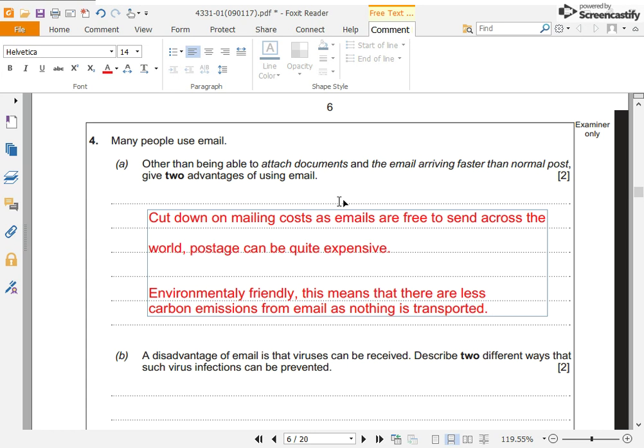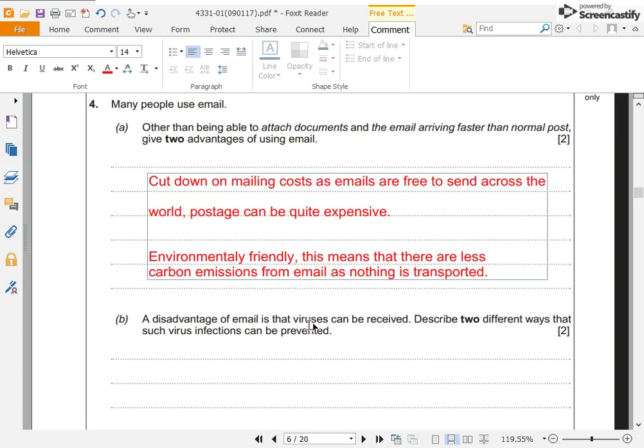Other things we could talk about is the fact that you could get your emails from lots of different devices. You can get them on the go. You can send a group email out to lots of people at the same time, and this will save you time. What we're not going to say is it's cheaper, it's free. We're not going to say it's faster. We're not going to say it's instant. We're actually going to make an effort to write a nice full sentence or a few.